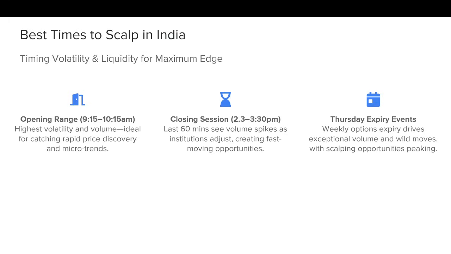Thursday for Nifty, Tuesday for Sensex, that is going to change. Tuesday will be Nifty and Thursday will be Sensex very soon, from September. So weekly options expiry drives exceptional volume and wild moves, with scalping opportunities peaking. You will get multiple scalping opportunities in a day. Profits can be big. Out of 5 days in a week, 2 days you will get these opportunities, on a Tuesday and a Thursday.